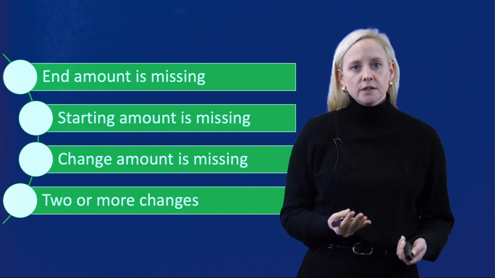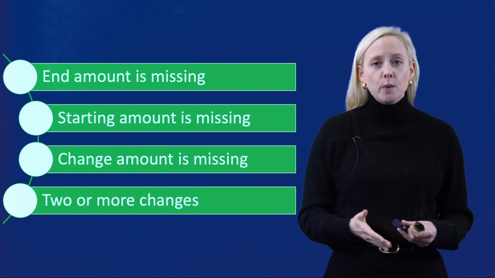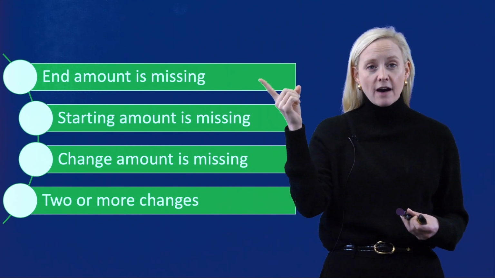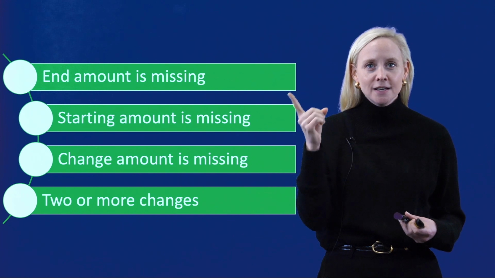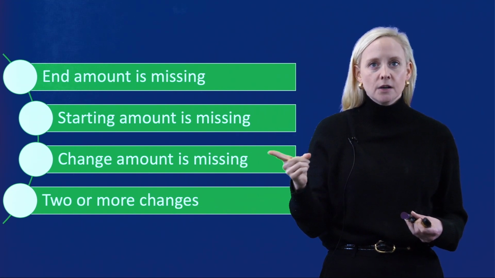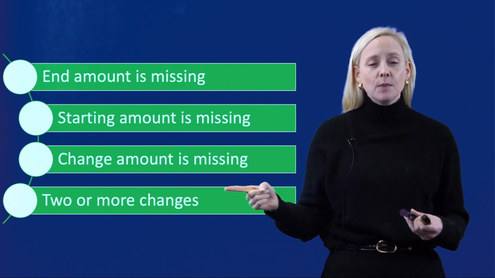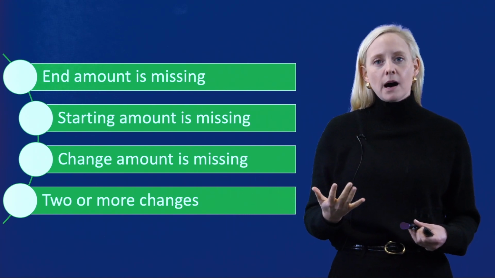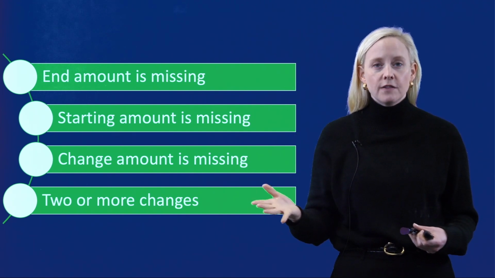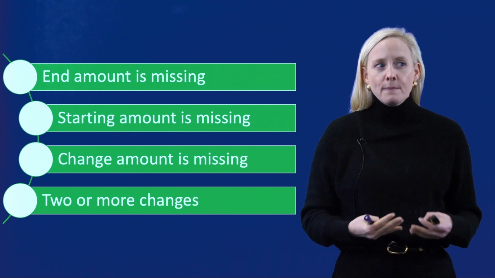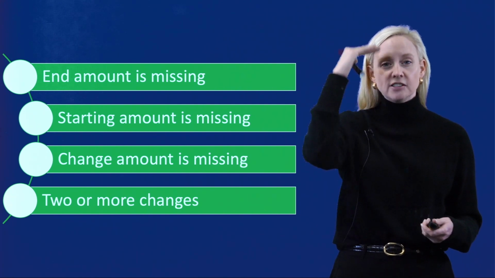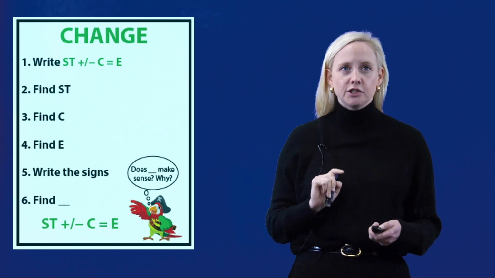When we work with students and we introduce change problems, we introduce 4 different types of change problems. We have problems where our end amount is missing, where our starting amount is missing, where our change amount is missing, and we also feature problems where we have 2 or more changes. Now I'm going to model how to set up and solve all these different variations of change problems, but before I do that, I want to take a second to make sure that we understand the difference between change increase and change decrease. So let's take a look first at our change poster.